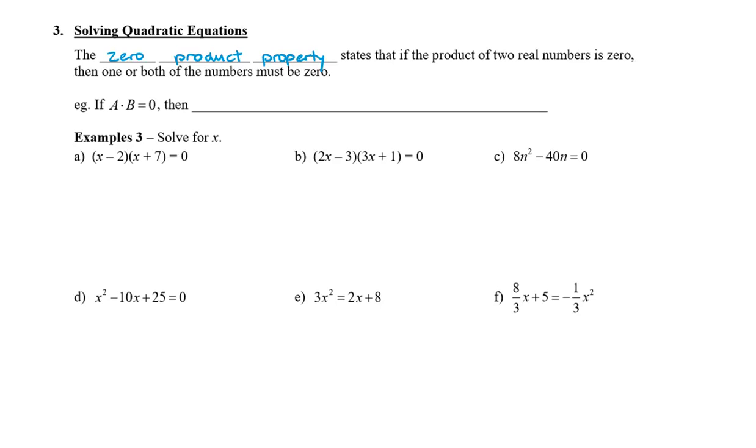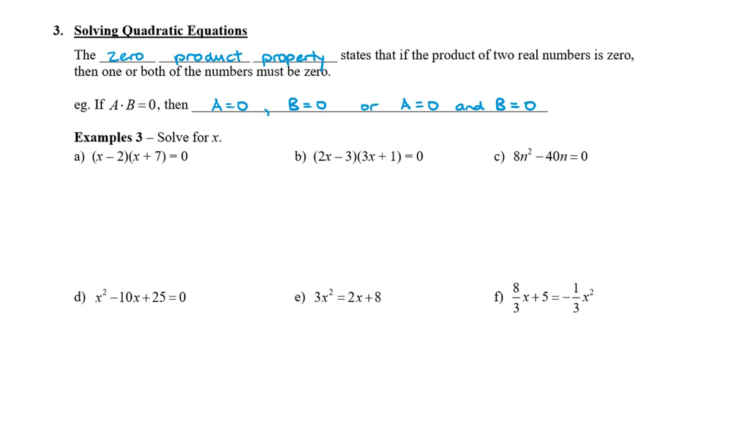And the zero product property states that if the product of two real numbers is zero, then one or both of those numbers must be zero. So that should make sense. If we have a times b and that equals 0, then we know that either a equals 0, because 0 times b equals 0, or we can say that b equals 0, because a times 0 is still 0, or perhaps both of them, a and b, both equal 0.